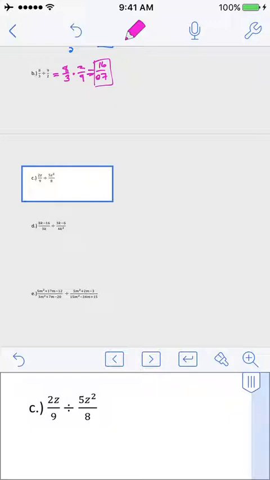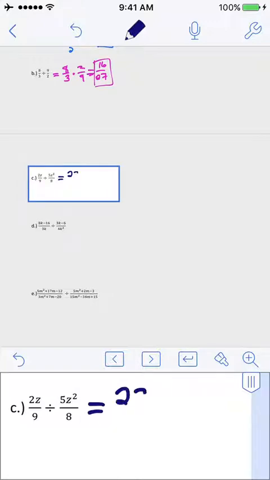Let's throw in a few variables, right? Let's change it to rational expressions. No big deal though, right? It's the same thing. It's just fractions with variables. So let's see if we can do it here. Same thing. Keep the first one the same, and multiply by the reciprocal of the second one.